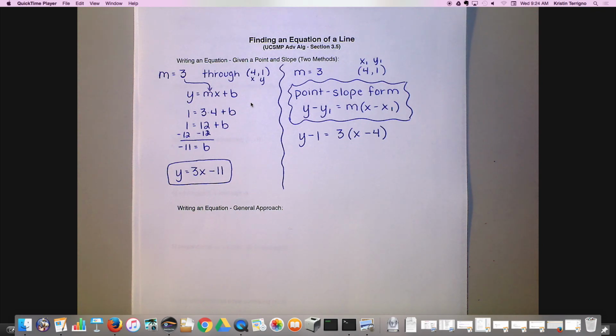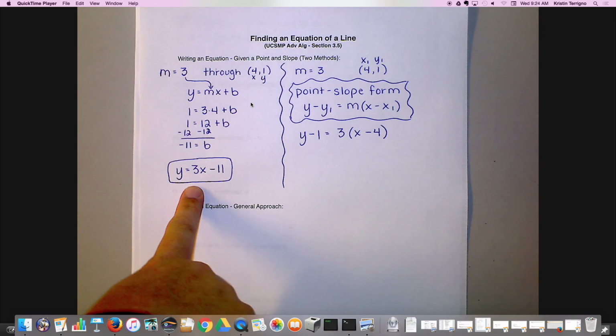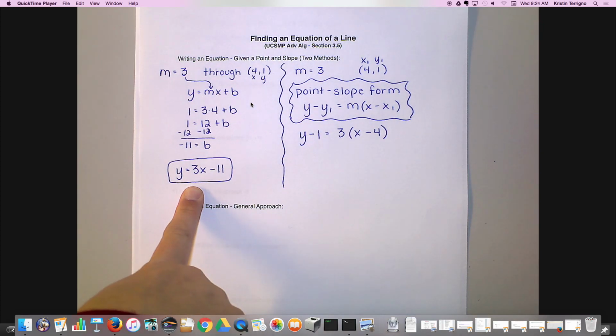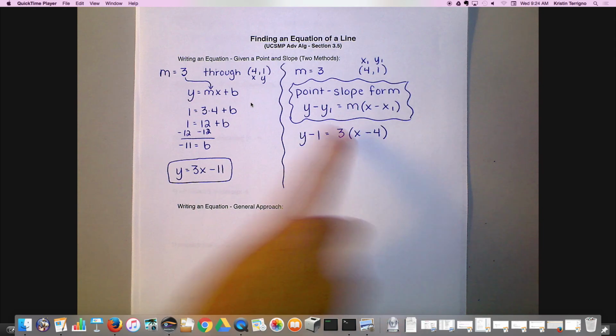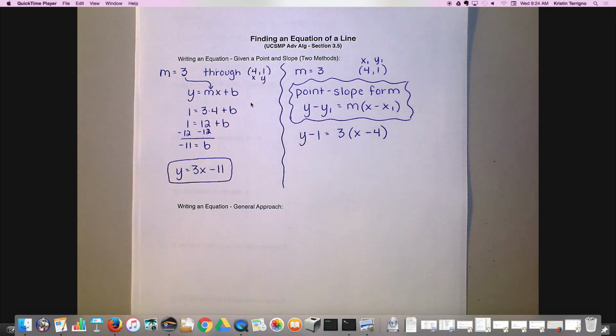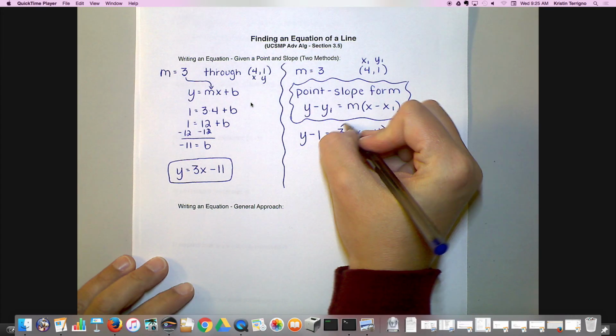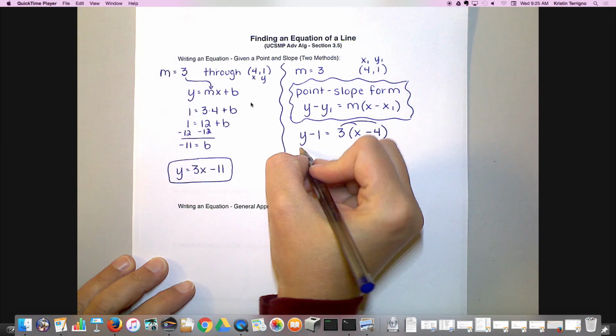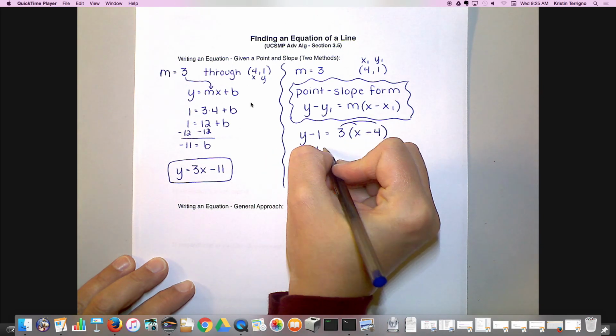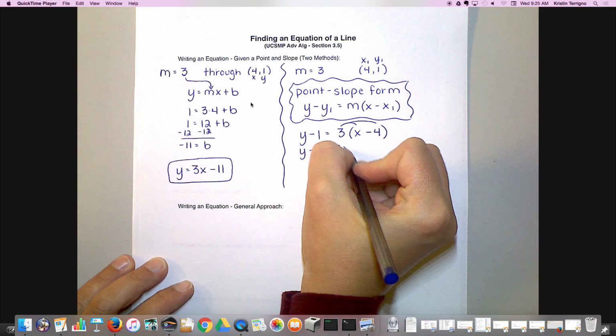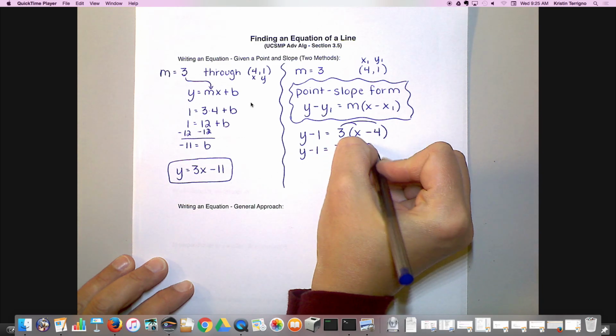And remember, our goal is to get it to look like this. Okay? So what could we do with this now that could eventually make it look like that? We could distribute. Basically, we're simplifying, right? So I could take this 3 and distribute it. So y minus 1 equals 3x minus 12.